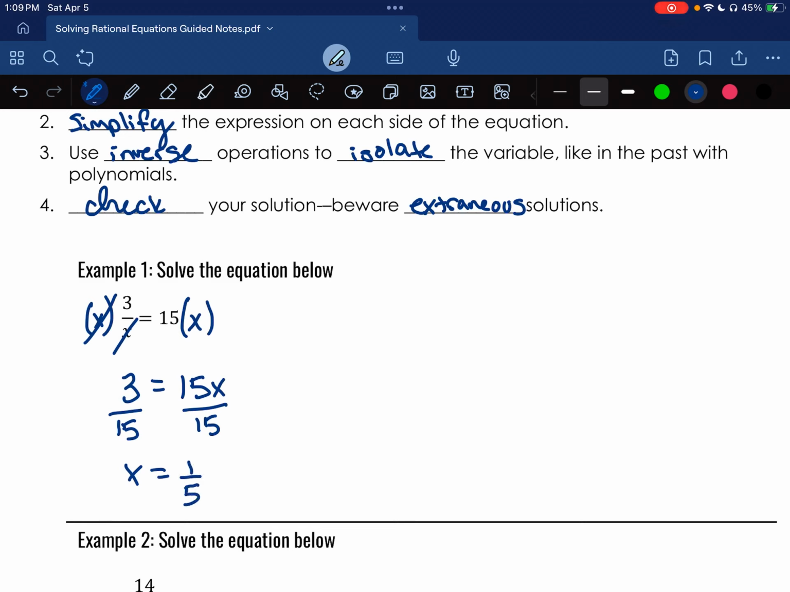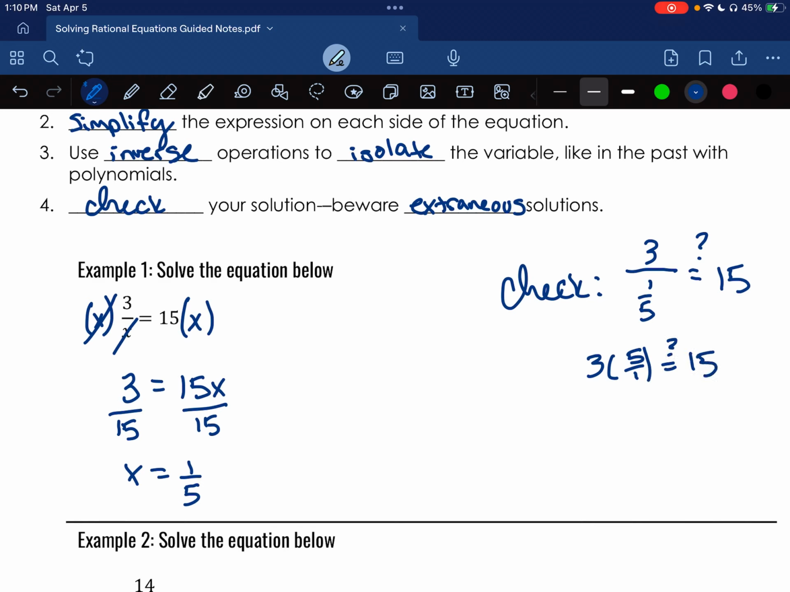Now, before I box up my answer, right, I've got to check my work. And so we got 3 over, nice double stack fraction, 1/5. We're trying to figure out, is that equal to 15? All right, well, have no fear. Divided by that fraction, same thing as multiplying by its reciprocal. And of course, we know that 3 times 5 is 15. So we know it worked out. And that is our solution.